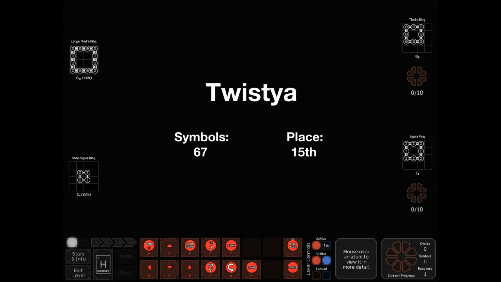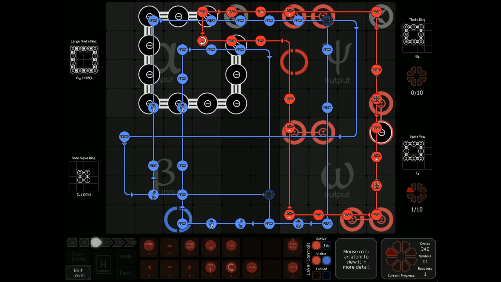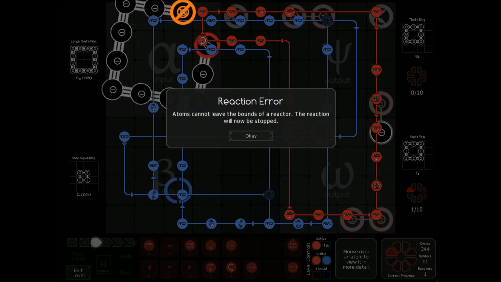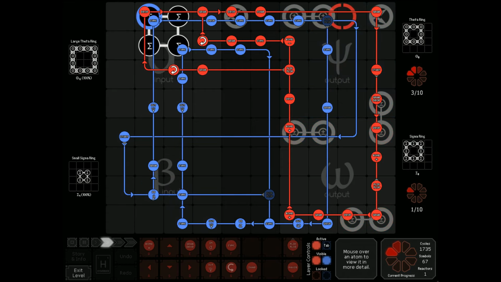Twistja solved this with a clever placement of grab instructions, but in doing so has to avoid grabbing the wrong part of the ring. Unfortunately, the workaround for this results in a few additional symbols on the left.